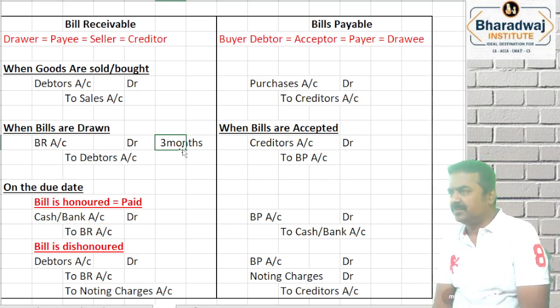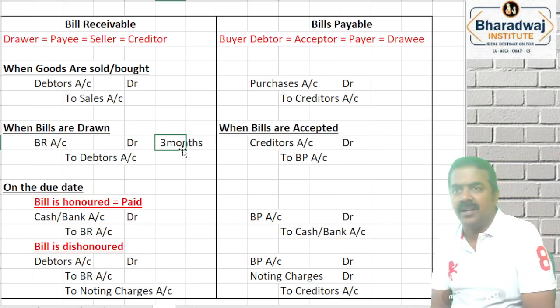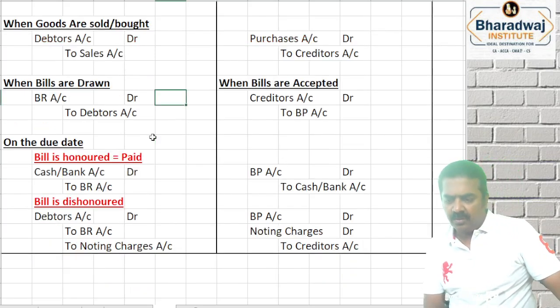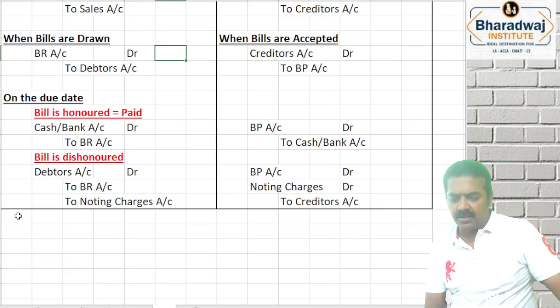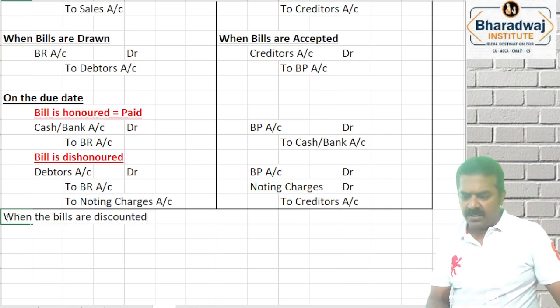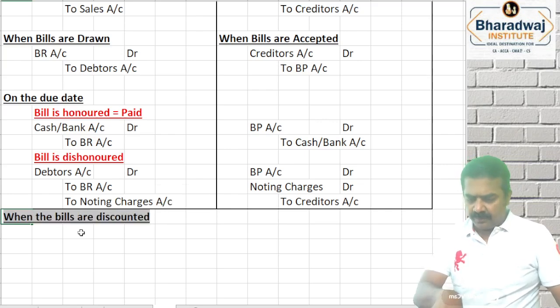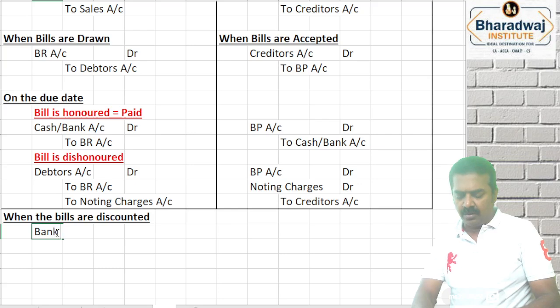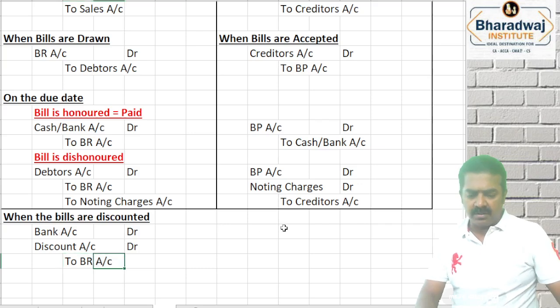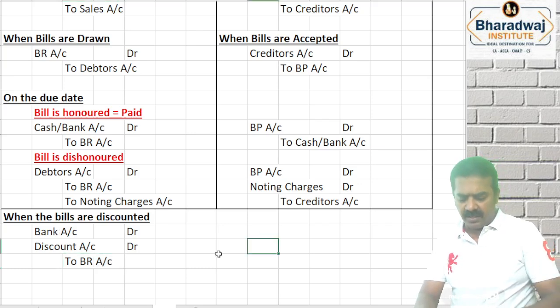What to do? You can take to the bank and discount it. What is the entry we'll pass when the bills are discounted? Bank will debit your account, or you will debit the bank account, money goes to the bank. Discount charges will be levied by the bank, to bills receivable account. The other party will not pass any entry.